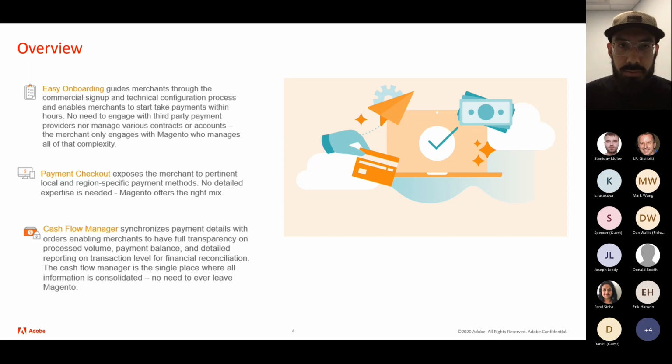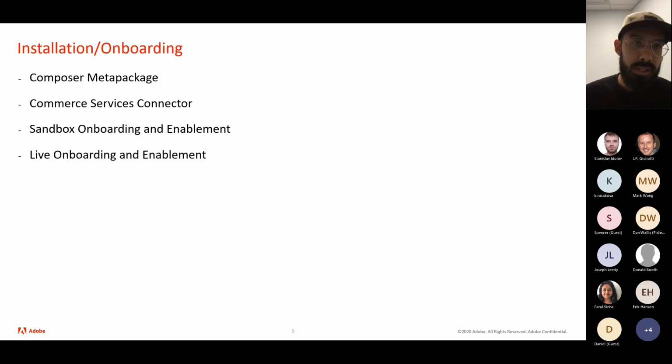Great. So yeah, next I'd like to show some basics about the installation and onboarding process. Hopefully convince everyone here that it's as simple as I'm proclaiming it to be. But basically, we have a Composer meta package that's available on Marketplace. We take advantage of the Commerce Services connector. So if you are using other Magento Commerce Services or Adobe Commerce Services, you're able to simply take advantage of the existing connector, and no additional steps are needed.